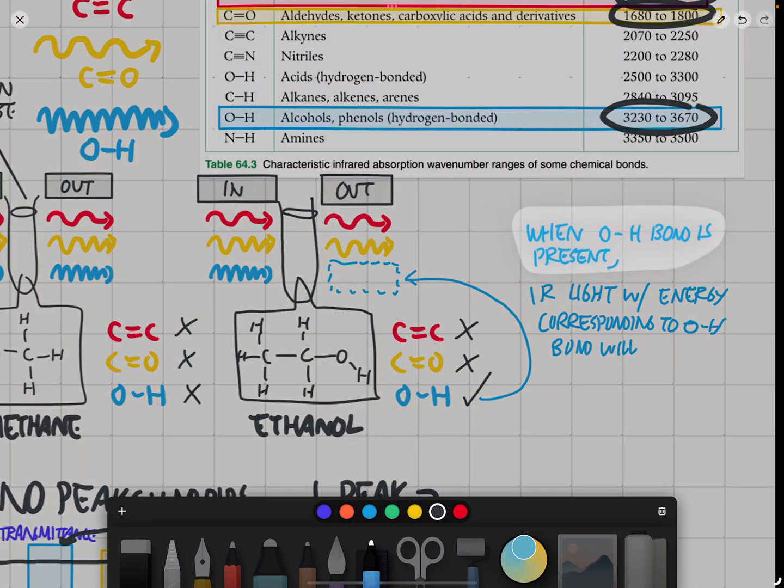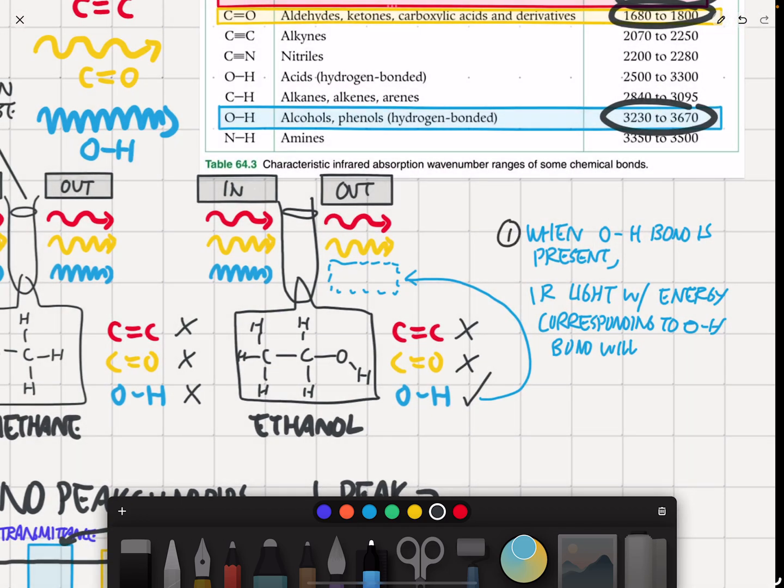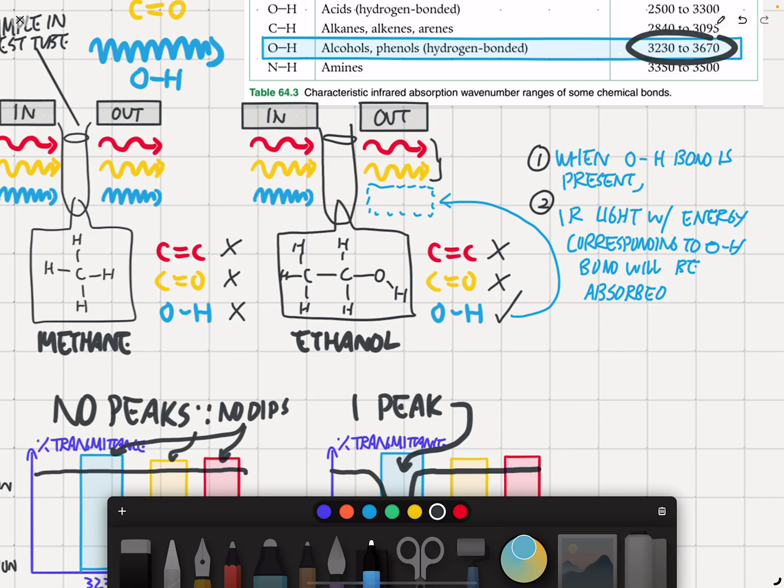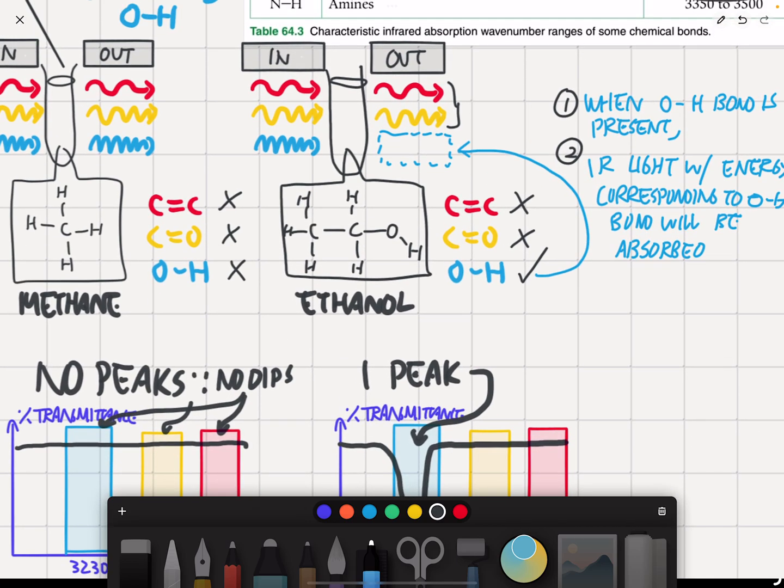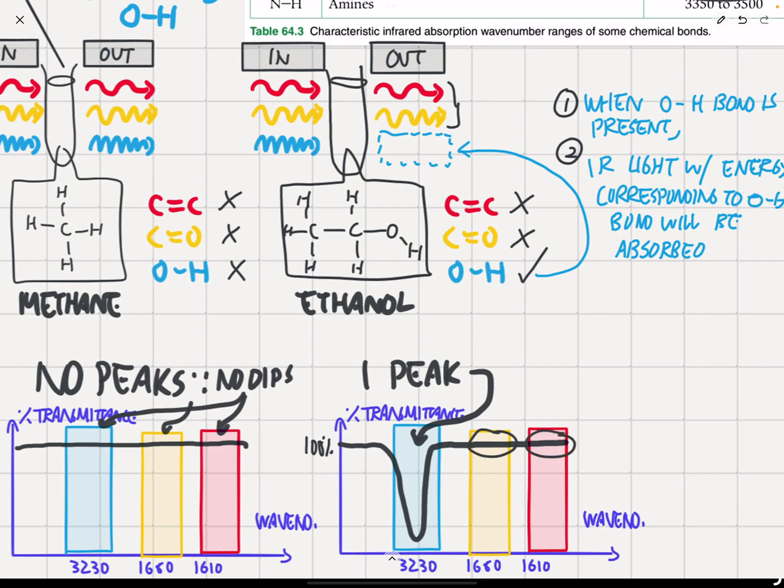So let me summarize it on the right. When an O-H bond is present, infrared light with energy corresponding to the O-H bond will be absorbed. And when it becomes absorbed, it will not be transmitted. You see these are the transmitted light. Transmitted means it passes through the sample. So this is why the percent transmittance is 100% for the yellow and the red one, because they are still there in what comes out. That means they were not absorbed.